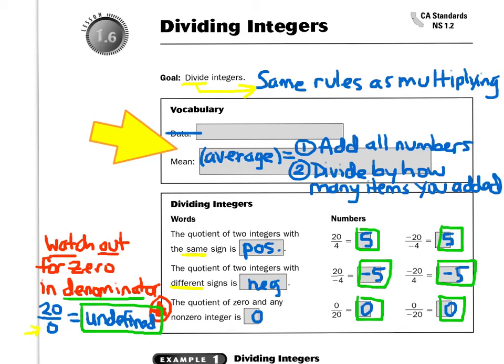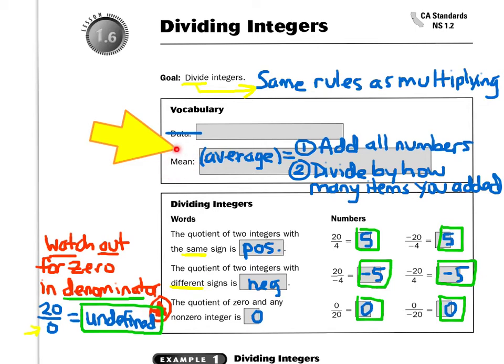Hi, today we're going to look at dividing integers. So the good news is dividing integers has the exact same rules as multiplying. When the signs are the same, we're going to get a positive, and when the signs are different, we're going to get a negative answer.